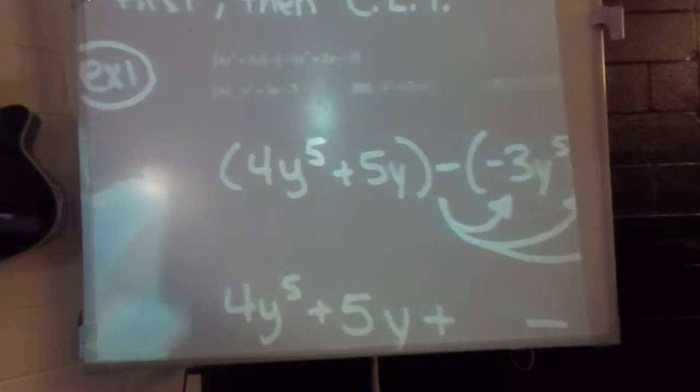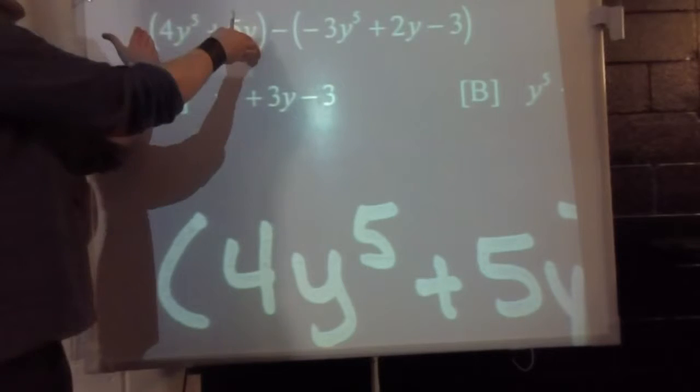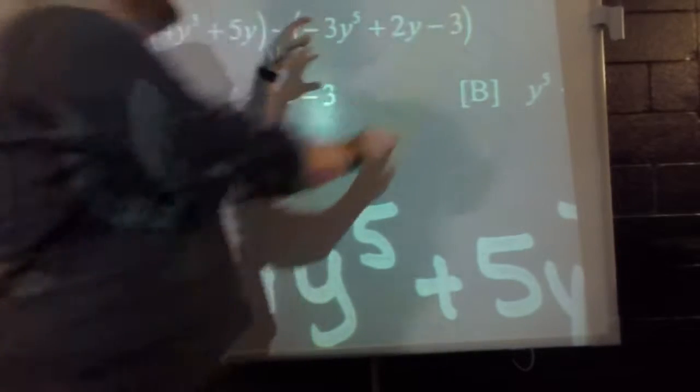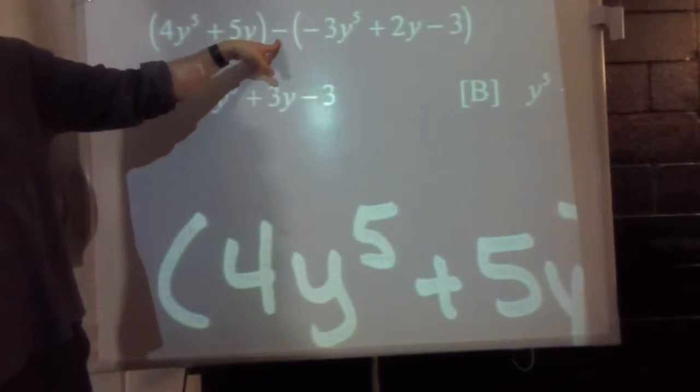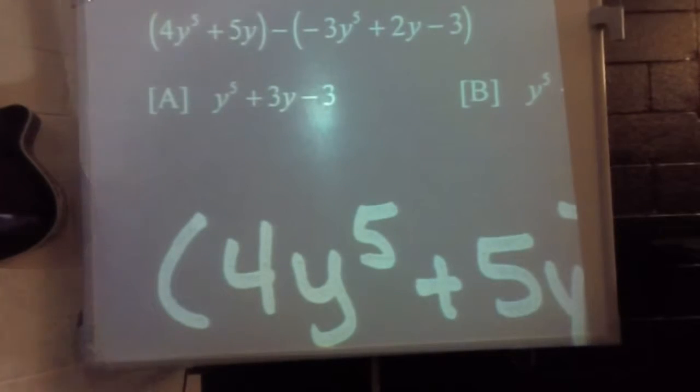So here, this is actually a binomial hugged in here, and then we have a trinomial hugged right here. So this binomial, plus, subtract this, you would change all the signs. So we'll change all the signs.